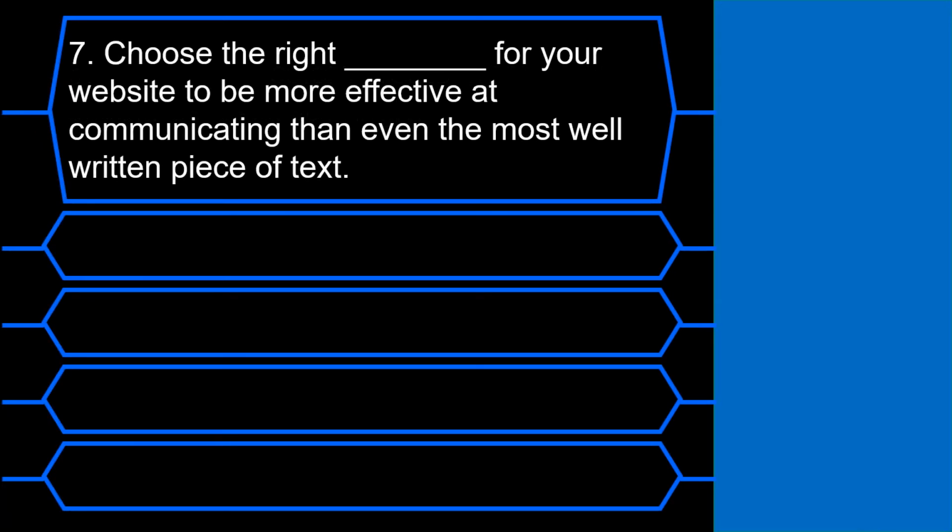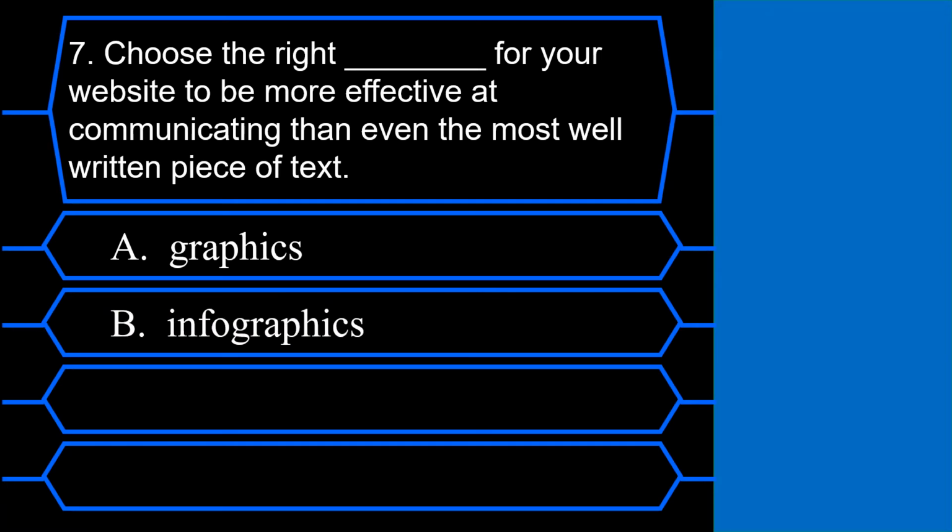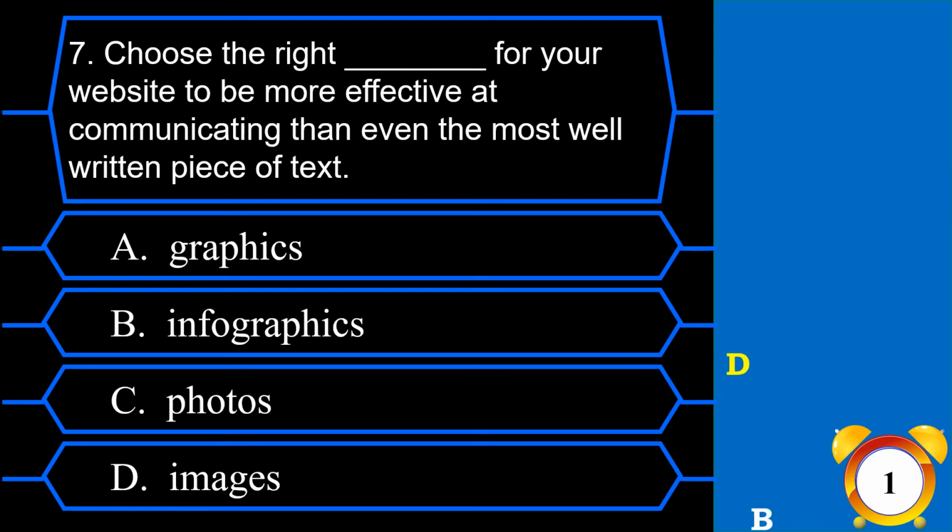Number 7. Choose the right blank for your website to be more effective at communicating than even the most well-written piece of text. A. Graphics. B. Infographics. C. Photos. D. Images. Type your answer now. Go! The answer is letter D.